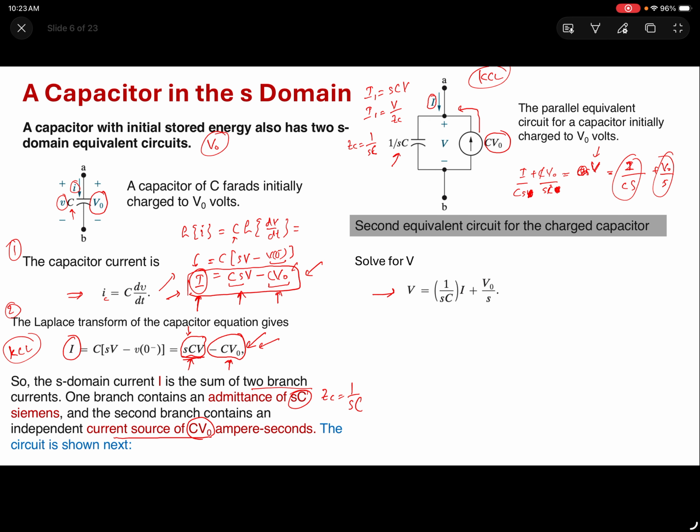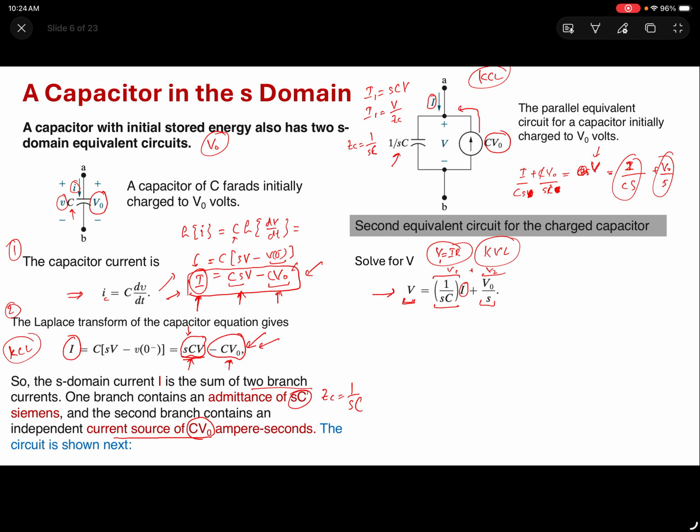So the voltage over here is equal to the current I times R, again V equals IR, right? You can call this V1. So now you can, for example, apply Kirchhoff's voltage law, where this voltage is composed of V1 plus V2, if you will. And V1 is I times Z, right? So again Z is going to be 1 over SC, plus V2 is V naught over S.